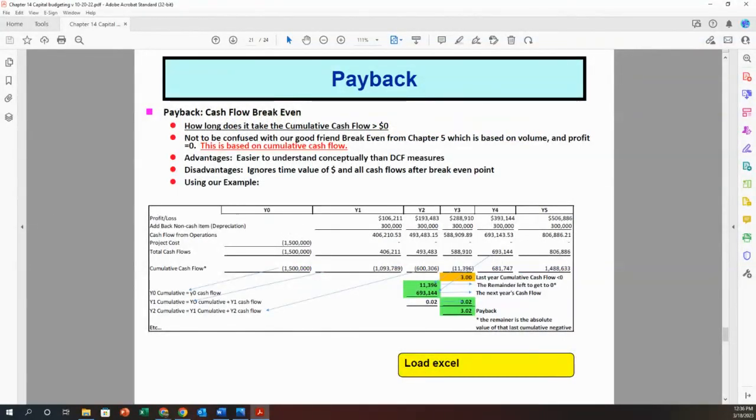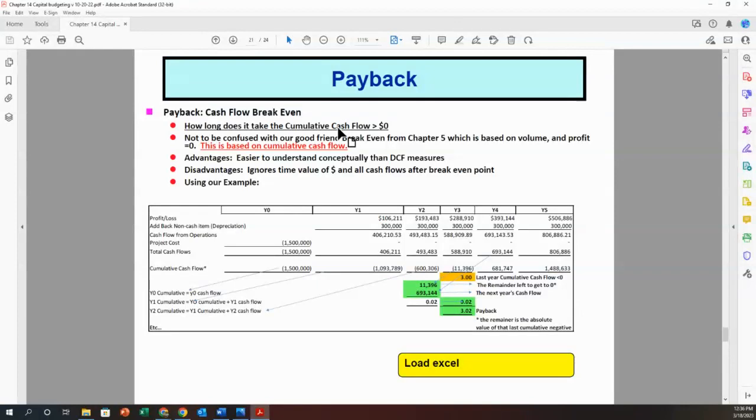Okay, so the book talks about payback, and I just hate payback. Oh, God. Anybody that uses payback, you should make fun of. But the book covers it, and people do use it, so I have to teach it. So payback, the whole concept, it ignores the time value of money. It ignores risk. It just cares about how long does it take the cumulative cash flow to be greater than 0.